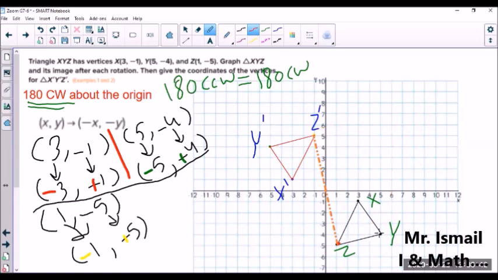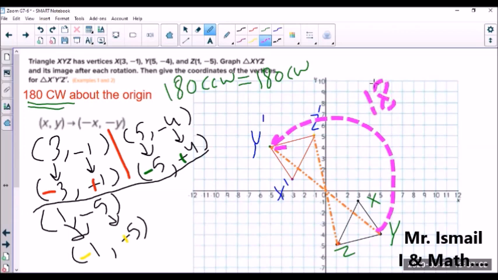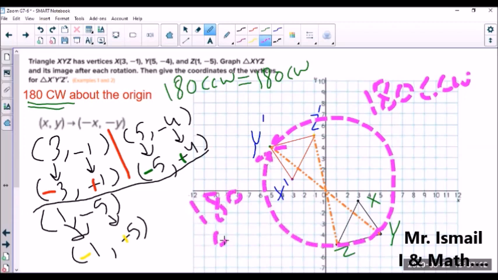Also, if you want for Y, it will be the same. Let's take the Y. You see, where is it? 180. If I want to move from this side, from Y to Y prime, I can go from this one 180 counterclockwise, or from this side to this side also 180 clockwise.